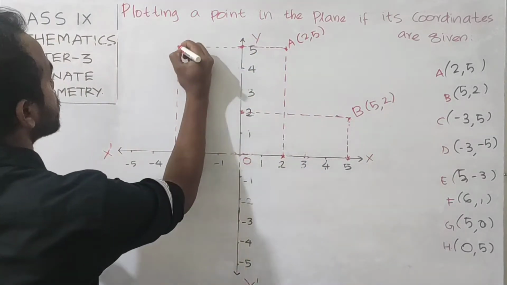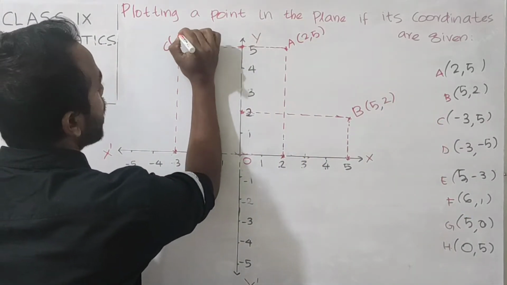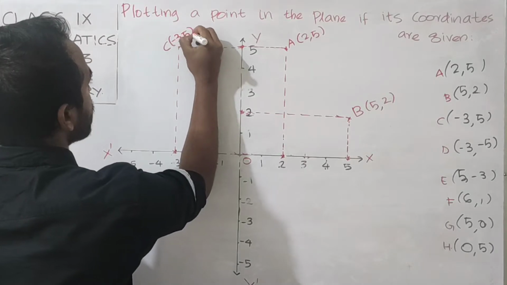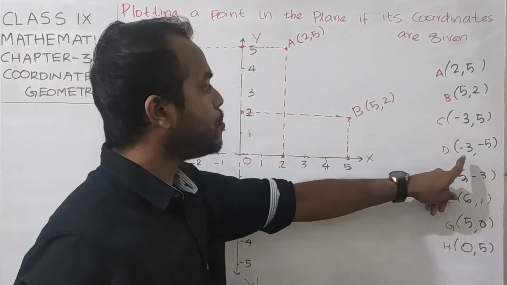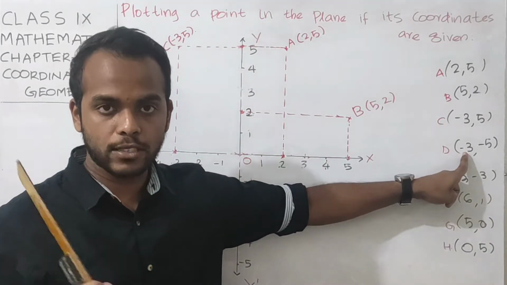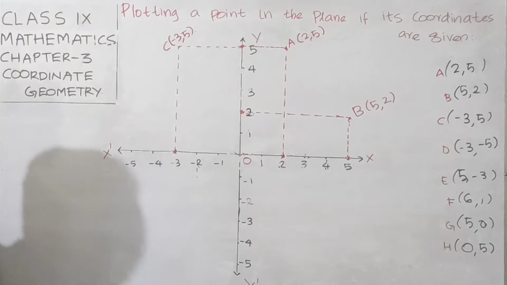Okay, this point, what's the name of that point we have mentioned? It is C. And what's the coordinate? We should write the coordinate as well, (-3, 5). Now the next point is (-3, -5). The x coordinate is -3 and the y coordinate is -5. Let's try to solve that one also.